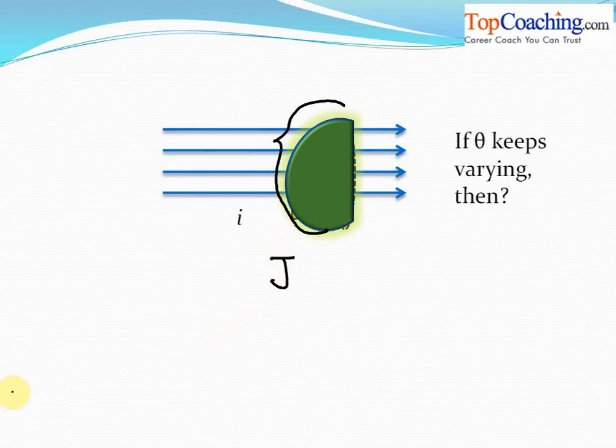Okay, now what will you do? You could have used the formula I equal to J into S, isn't it? You could have done this. But as you know, the area S that you use here must be perpendicular to the electric current. Now here, in this case, the angle made by the area keeps on varying with respect to the electric current, isn't it? It is some value here, and some value here.